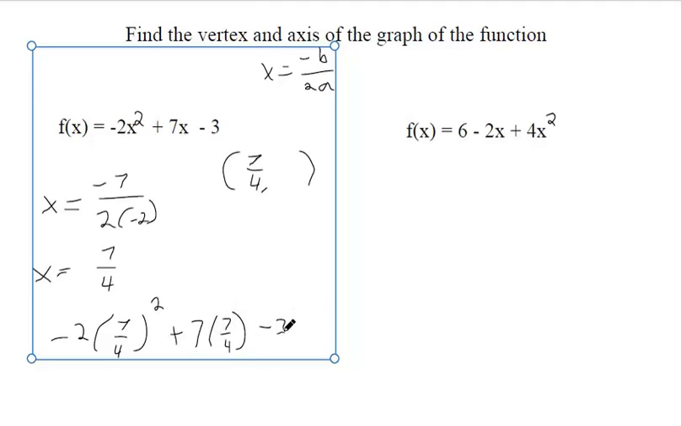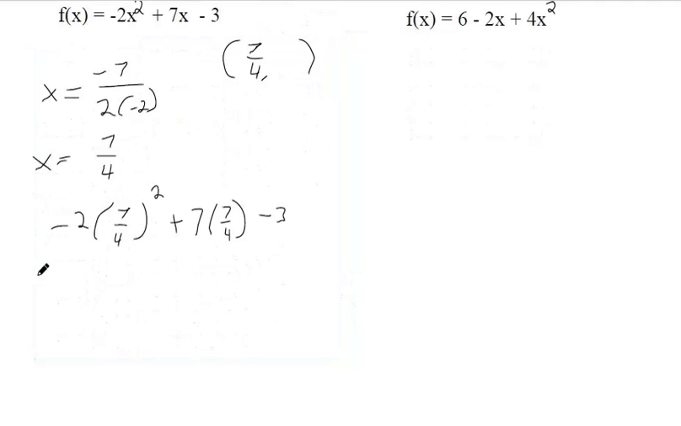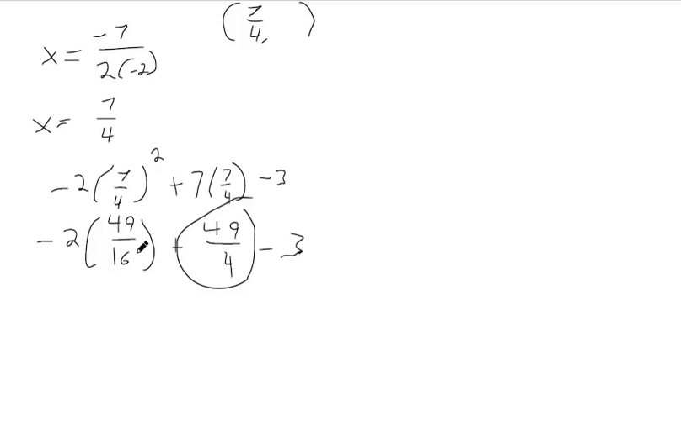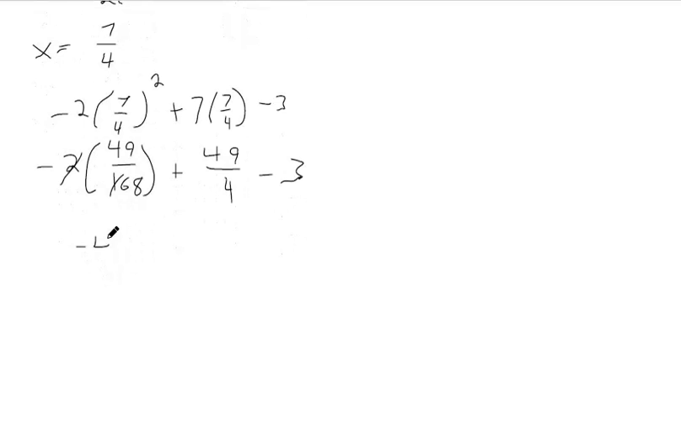and then minus 3. Okay, so 7/4 squared, that's 49 over 16. And then here that's 49 over 4. Because I put a 1 underneath that 7. And you multiply straight across the top, straight across the bottom, right? And then we got to change this so that it has, well, actually, let's hold on just a second. Negative 2 times all this stuff, you can cross simplify, right? Divide that by 2 and divide this by 2. So you get negative 49 over 8 plus 49 over 4 minus 3.